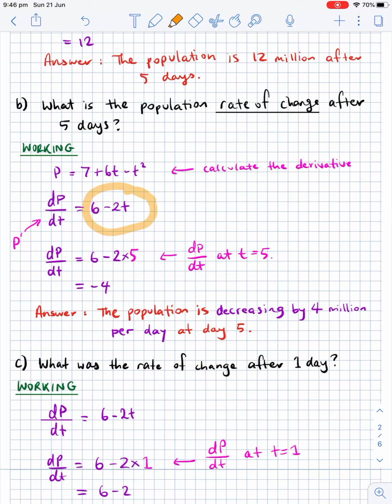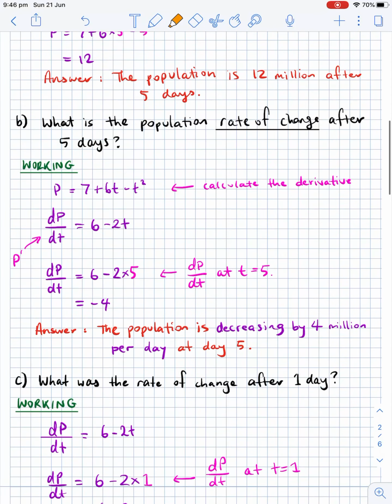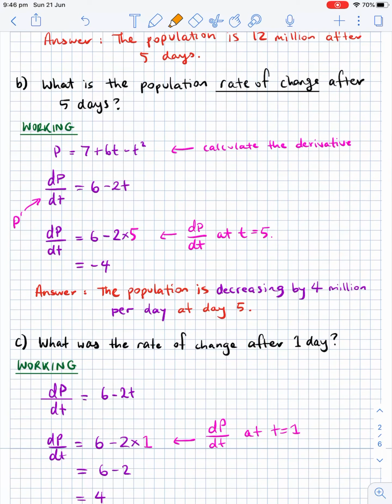And we want to figure out what this is equal to after 5 days, so our t becomes a 5, and that is equal to negative 4. Now that negative 4 represents negative 4 million, and that represents a rate of change. So the population is decreasing, because it's negative, by 4 million per day at day 5. We know that it's per day because these rates are to do with time. It's the derivative of P in terms of time, which is measured in days. So this is the sort of conclusion that I need you guys to understand.